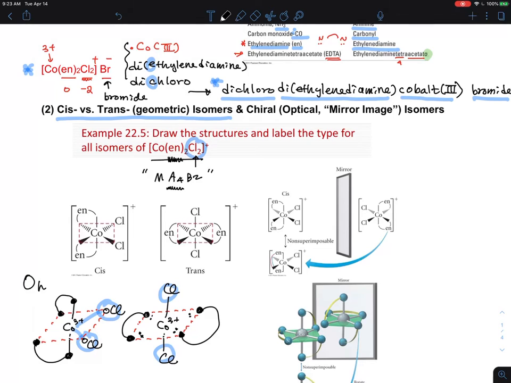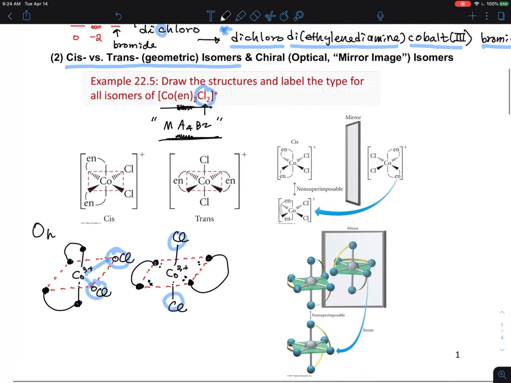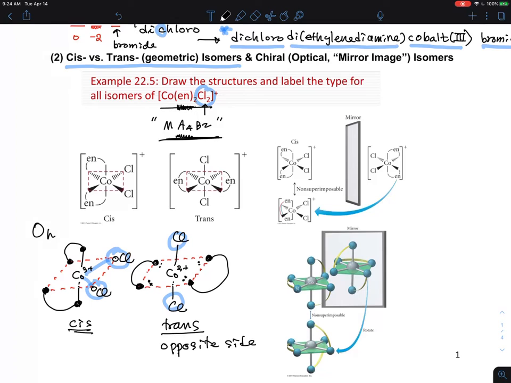And when you have a case that looks like this, particularly this compound with an en and a dichloro, this figure shows, okay, this is a cis and this is a trans. And trans is much easier to understand because it means the opposite side, and cis means they're on the same side. Okay, same side.